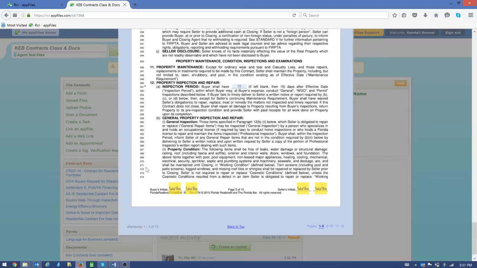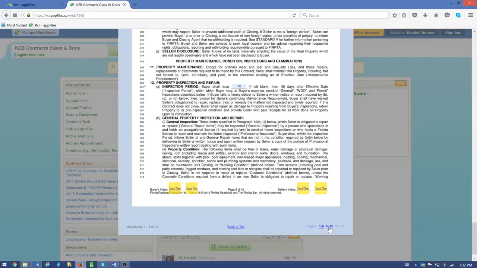So this is where torn screens become important, and mind you, I do know it doesn't say missing screens, it just says torn screens. So that's a question. Maybe we'll answer that as we move along, if that would be considered a general repair item if it was a missing screen as opposed to a torn screen. So seller is not required to repair or replace cosmetic conditions unless the cosmetic conditions resulted from a defect in an item the seller is actually obligated to repair or replace.